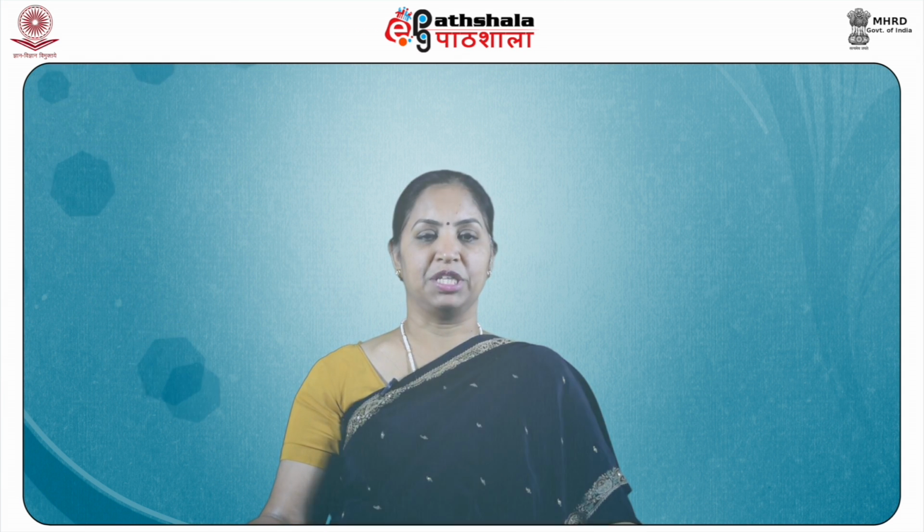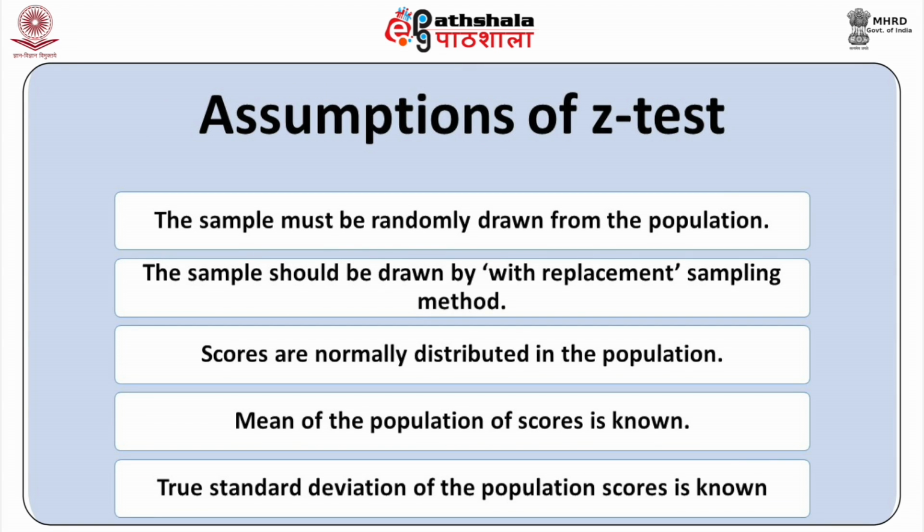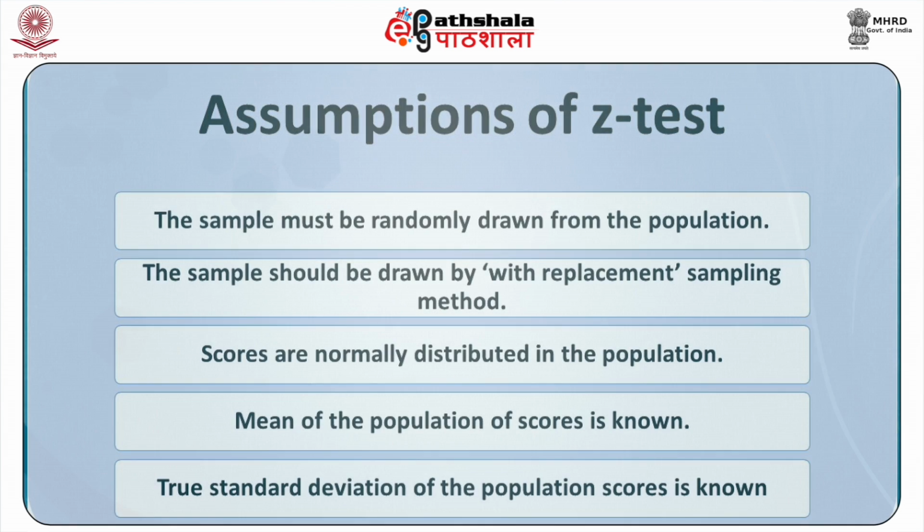The assumptions of the z-test. For testing hypothesis about single mean using z-test, the following conditions must be met. The sample must be randomly drawn from the population. The sample should be drawn with replacement sampling method. The scores are normally distributed in the population. The mean of the population of scores is known, and the true standard deviation of the population scores is known.